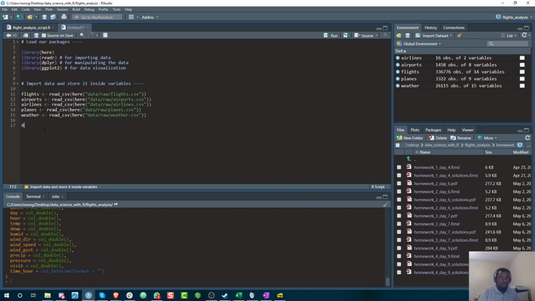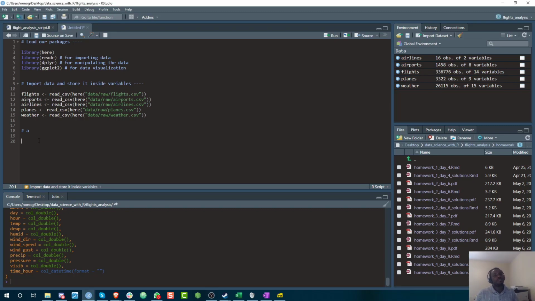Okay. I'm going to write it as a comment like that. What is the time zone of the airport of highest altitude and the time zone of the airport of lowest altitude? Now, this was a trick question. The reason why it was a trick question was simply because using the arrange function is really what you want to use in this case.